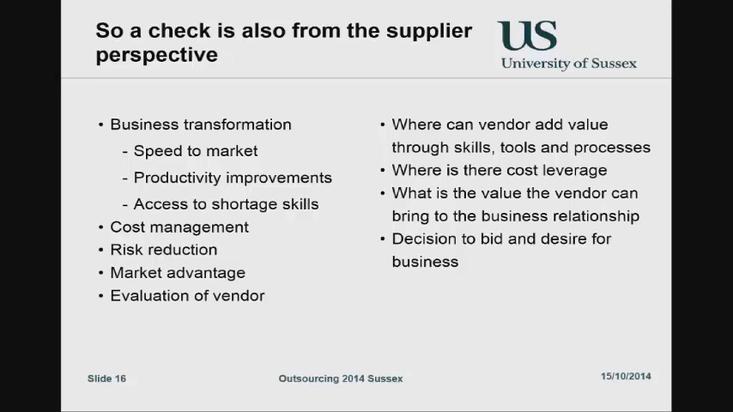So a check is also made from the supplier side. This is also important, often forgotten. So we've checked from the buyer side. This is what I want. These are the types of competencies that the vendor must demonstrate to me in the end. Also from the vendor side, they have to do some checking as well about your business, what it's about, what makes it tick. And so how is it cost management, risk reduction, market advantage, and all of these things need to be checked. And where a vendor can add value. Where can a vendor add value through their skills, tools and processes to the business?